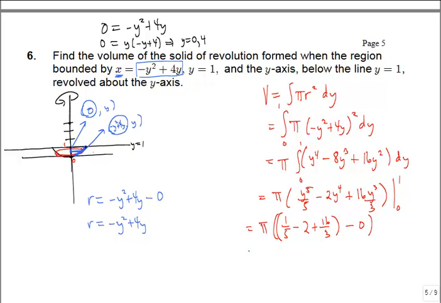So getting a common denominator and simplifying, 1/5 minus 2 plus 16/3 is 53/15. Use your calculator for that. So this is just 53 pi over 15. Okay?